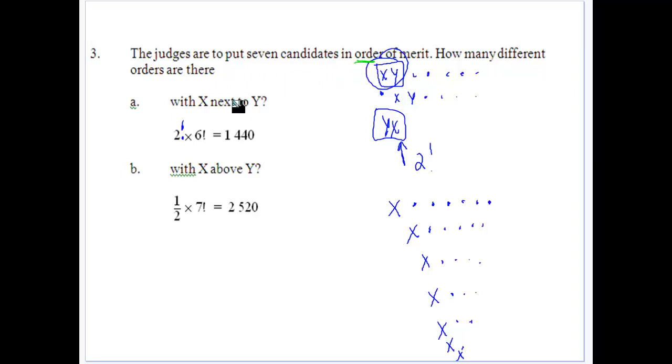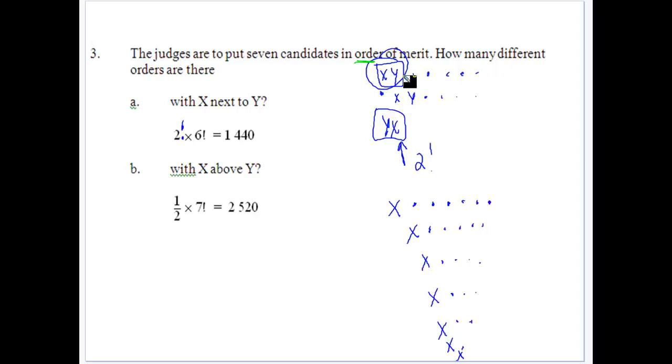It's a permutation. How many different orders are there? If we're going to put X next to Y, well, let's think about it. If X has to go next to Y, really we could consider them as one unit, because they've got to be together every time. So they could be in this spot, or they could be in the next spot, and one person would be in front of them.